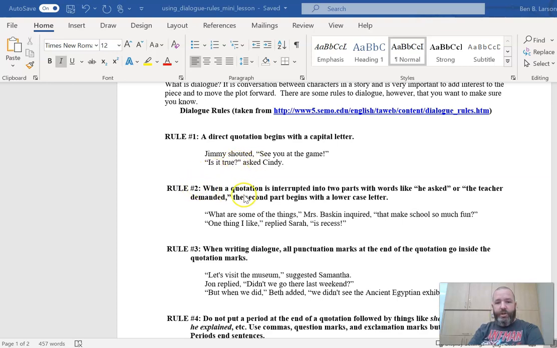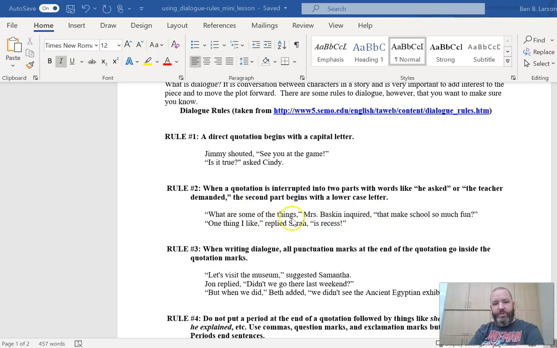Rule number 2, when a quotation is interrupted into 2 parts with words like he asked or the teacher demanded, the second part begins with a lowercase letter. So this is another way you can put the dialogue tag. You can put it at the beginning, you can put it at the end, or in this case they have it in the middle, which is sometimes a nice way to shake things up so it's not the same all the time. So if you had this, you could take this out and put it at the beginning or put it at the end. In this case, they put it in the middle, so it'll change the conventions a little bit.